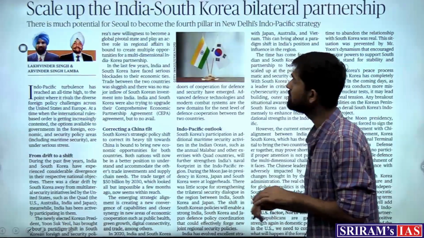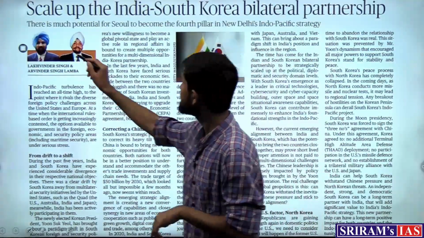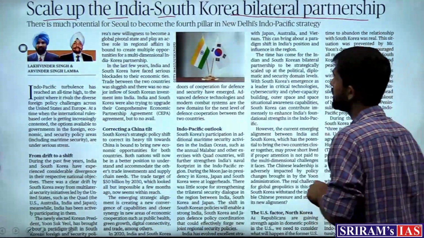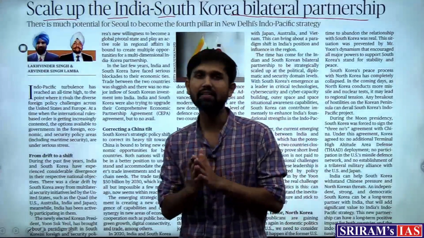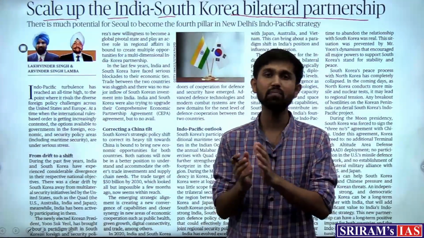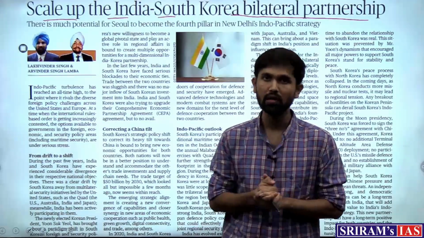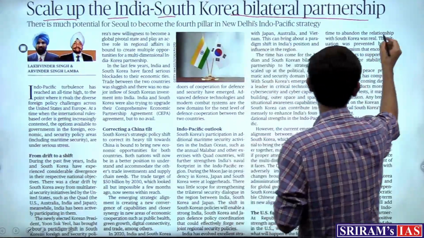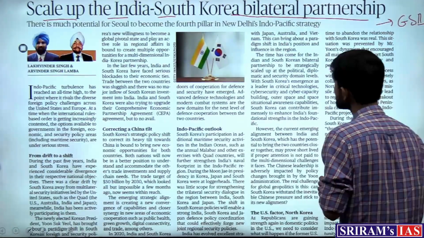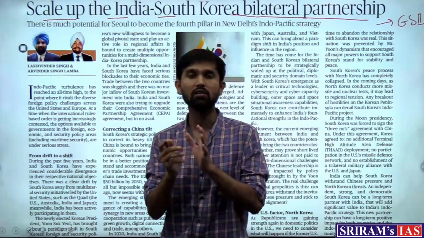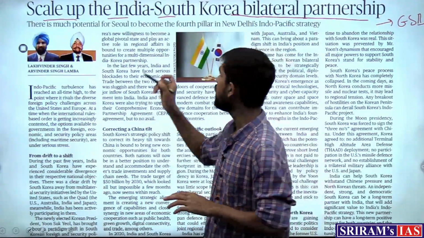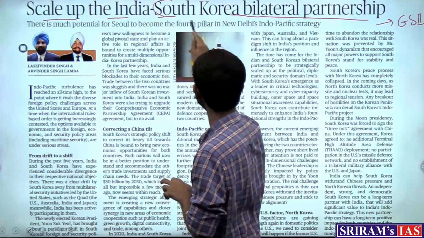The next article which appears in the newspaper reads, "Scale up the India-South Korea bilateral partnership." Now, as the article headline reads, this article is in the context of the relation between India and South Korea. This becomes important for us from the point of view of GS2, where we study international relations and those relations with those countries which are very critical for India. So how does South Korea become critical for India?